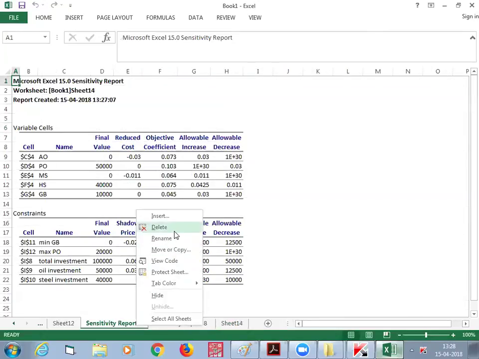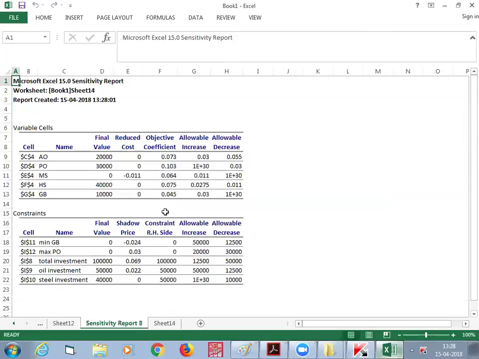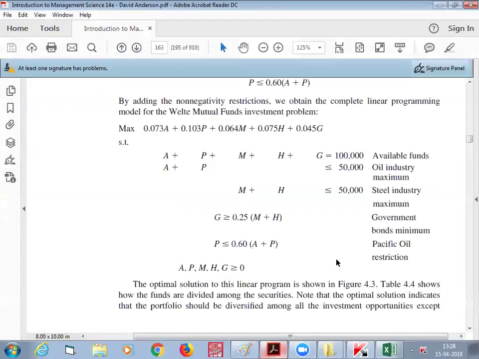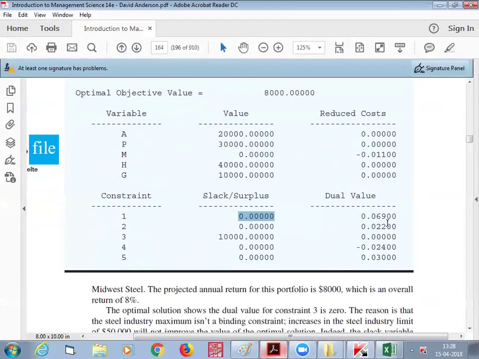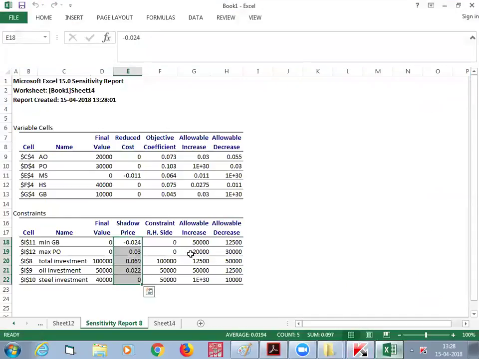All right, remove this. Okay, so here we are. Okay, so we got the same things. 20,000, 30,000, 0, 40,000 and 10,000. Reduced cost is minus 0.011, just as we got there. Everything is the same as what they have there. So same things, right? Exactly the same things if you see are here.